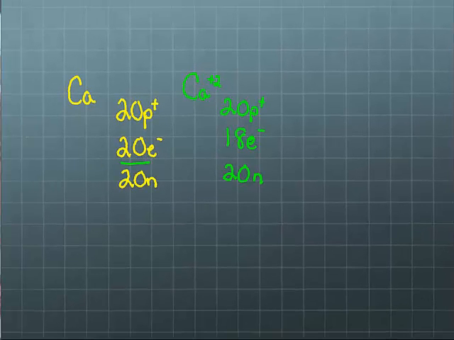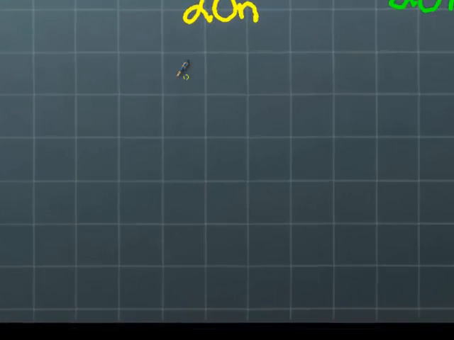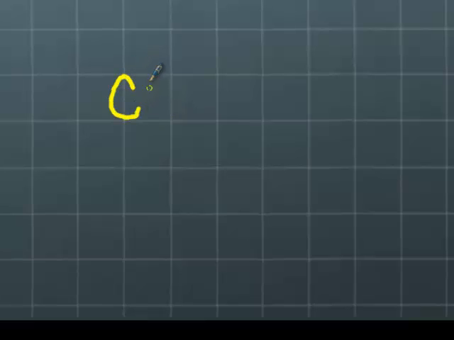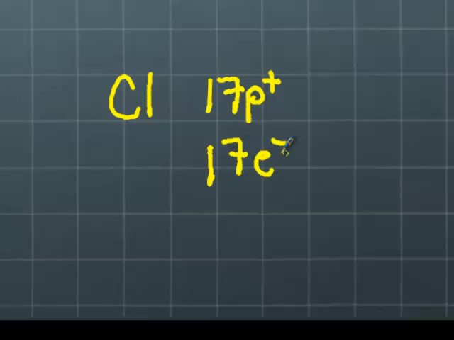Now, let's go back and look at a chlorine ion. We look at chlorine here, which has a symbol of Cl, and if we look on our periodic table, we'll see that chlorine has an atomic number of 17, so that means it's going to have 17 protons. We know that chlorine as a neutral atom means that electrons are going to equal the protons, so we have 17 electrons. And we know chlorine has a mass number of 35, so that means it's going to have 18 neutrons. So this is our chlorine neutral atom.